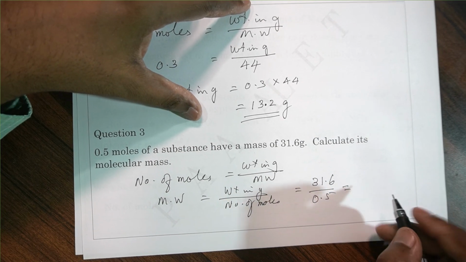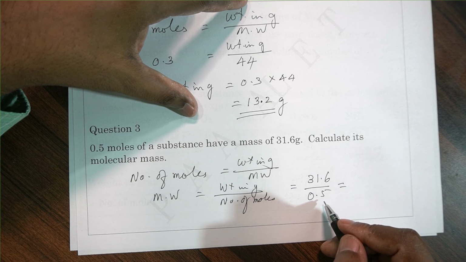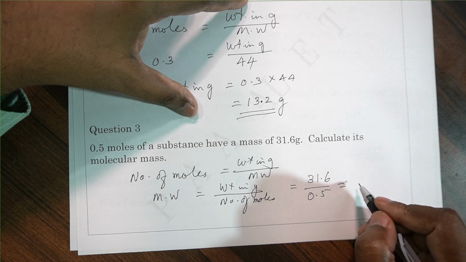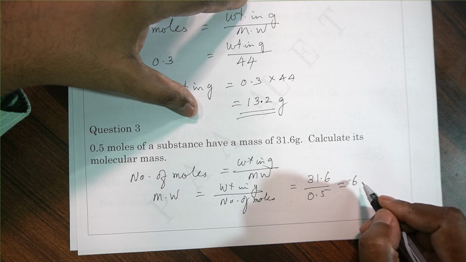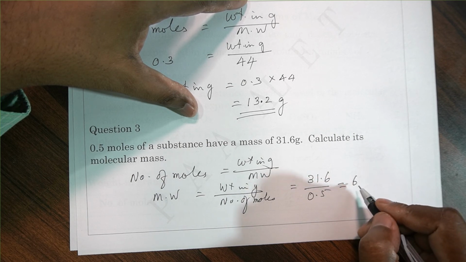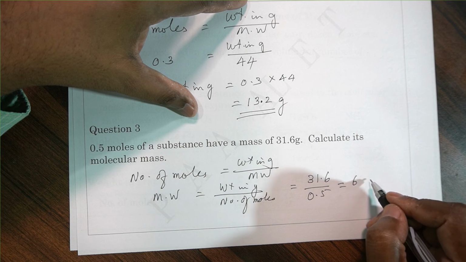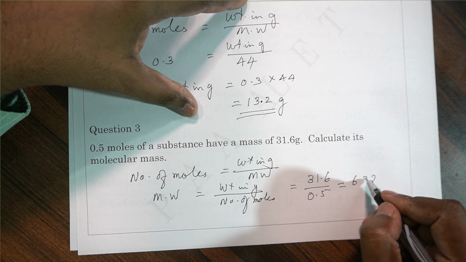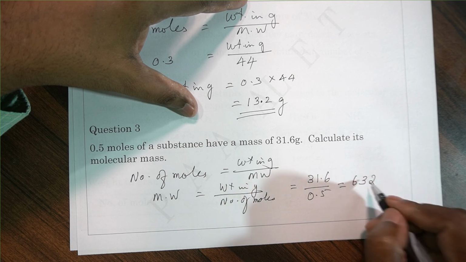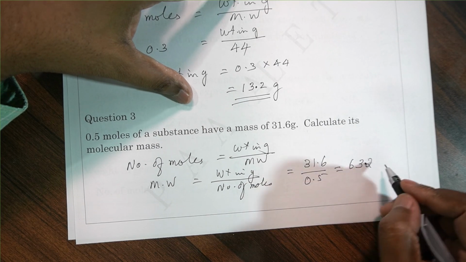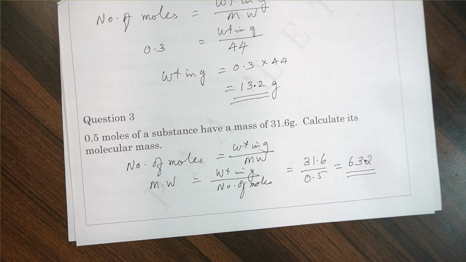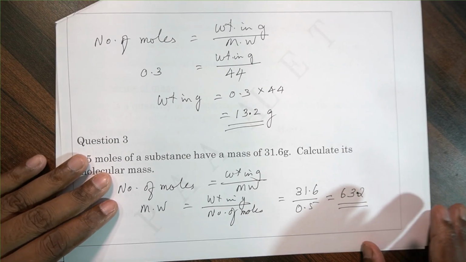You can just find out. Divide by 0.5. Okay, so 63.2 is the molecular mass. Okay, you divided it, you got the answer.